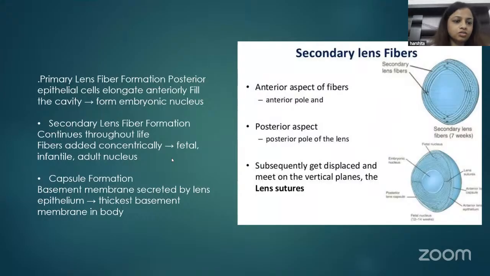So there are different types of fibers, as we know: primary lens fibers, secondary lens fibers, and the capsule formation. Primary lens fibers are basically epithelial cells that elongate anteriorly and fill the cavity, forming the embryonic nucleus. Secondary lens fibers have two aspects: the anterior aspect of the fiber forms the anterior pole, and the posterior ones form the posterior pole of the lens. The capsule is basically formed from the basement membrane secreted by the lens epithelium. This is the thickest basement membrane in the body.